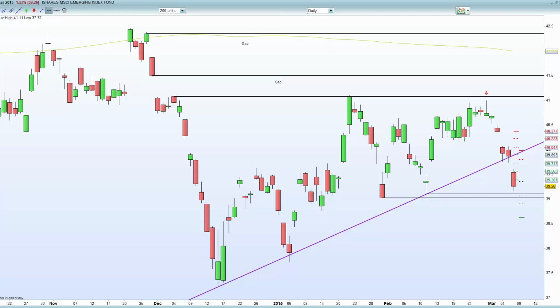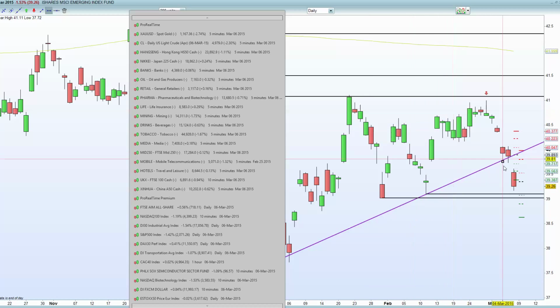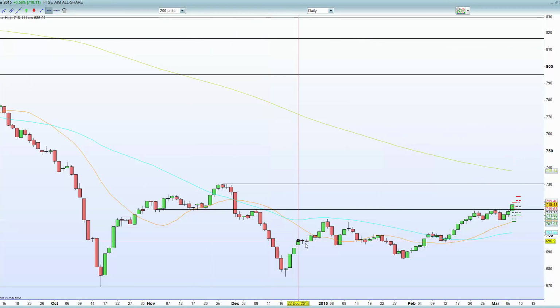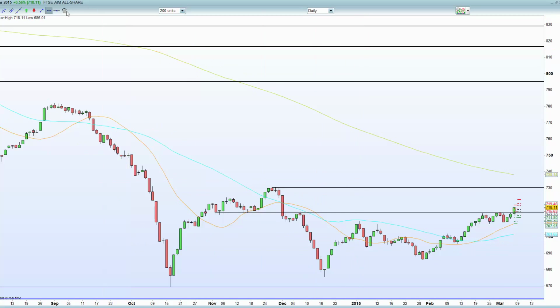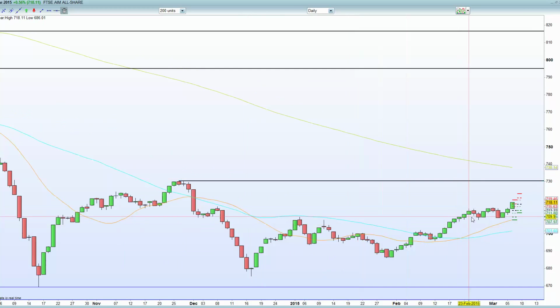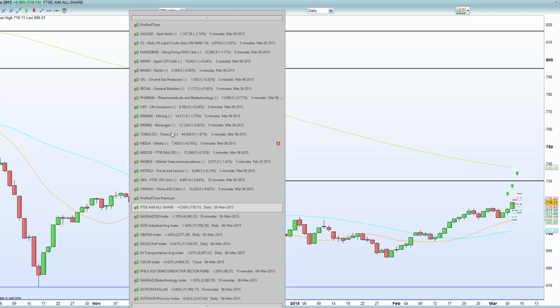But again, just highlighting the fact of a stronger dollar and the impact that it's having on emerging markets. Okay, the All-Share index is bullish. I had a resistance level here, previous resistance equals support, again breaking out, and this is certainly looking bullish. The next target for me would be the 200 MA, potentially this double top resistance at 730. So from that perspective, certainly bullish.